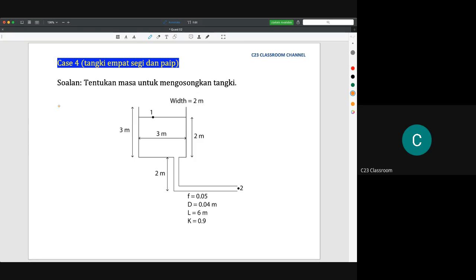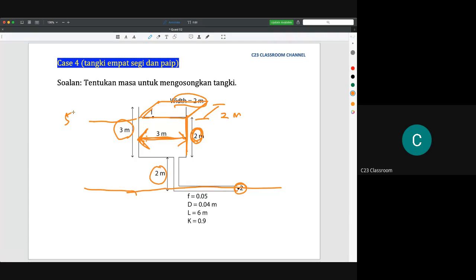So we have the tank here, because the width is 2 meters, so we just assume it is something like this. Okay, so the length here is 2 meters. And then let's say the water is 2 meters, and the length here is 3 meters. So then we have the outlet at point 2 here, and the height is 2 meters here and 3 meters. So please be careful on this situation.